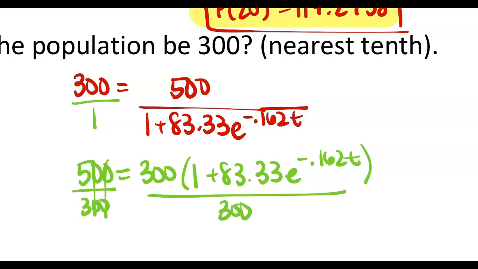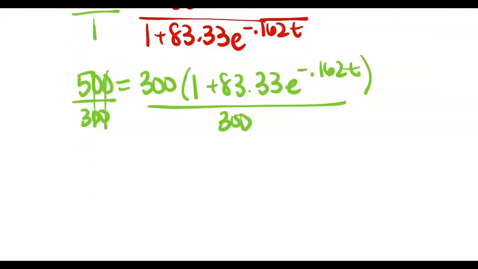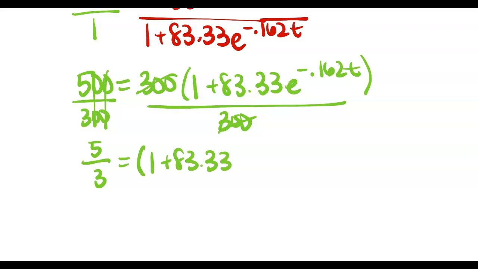And these cancel, these cancel. I could just leave this as 5 over 3. And I'm actually going to just leave this as 5 over 3 because I feel like it's easier. And that's going to equal, these are gone. This is going to be 1 plus 83.33 e to the negative 0.162 t power. Okay, I technically don't need that parentheses.